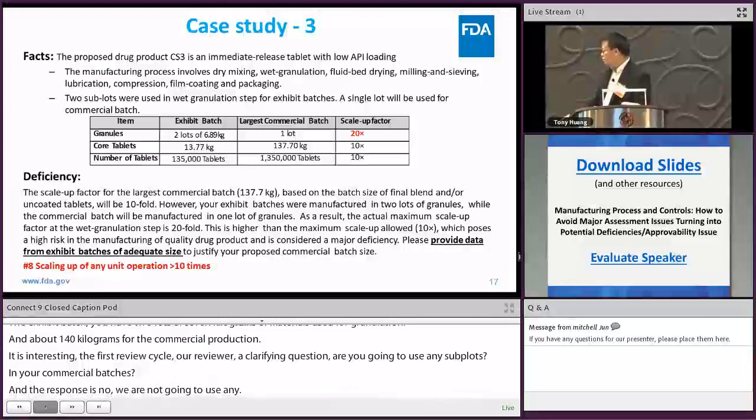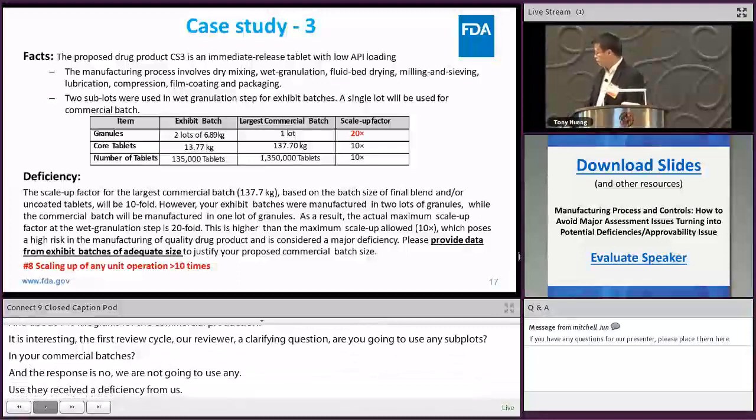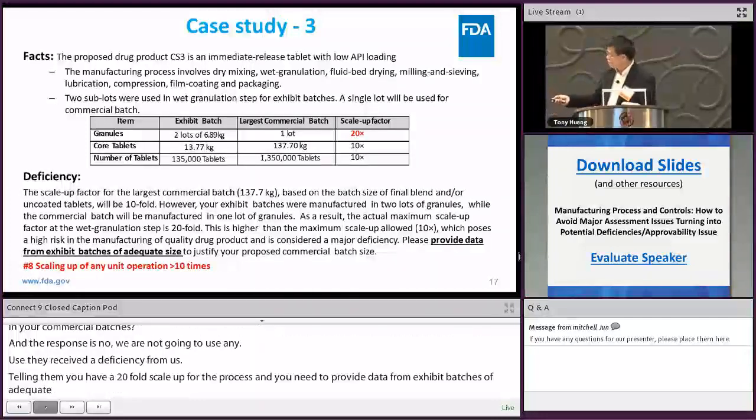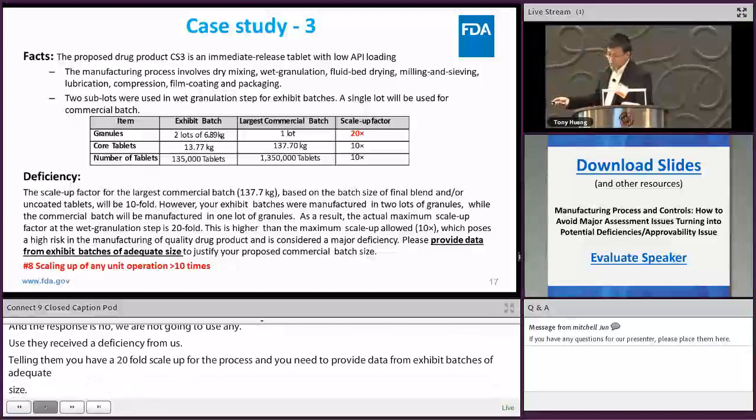Basically telling them, you have a 20-fold scale up for the wet granulation process, and you need to provide data from exhibit batches of adequate size. So please know that we did not ask the company to reduce their proposed commercial size. We don't want to do that. We just want them to provide supporting data to support their proposed commercial size.